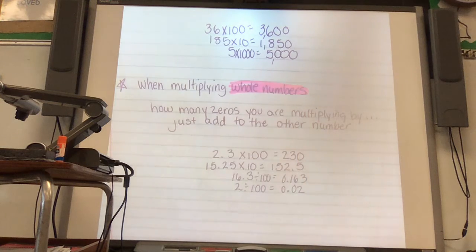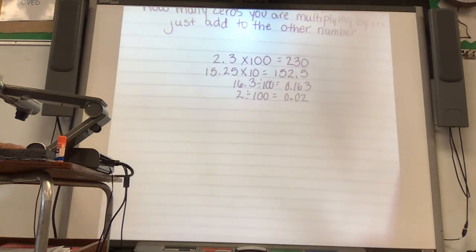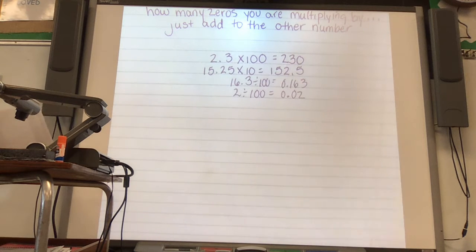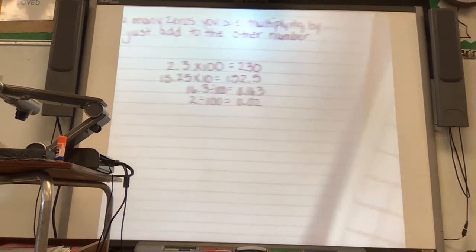Remember, that only works with whole numbers. It does not work with decimals. Does not. All right. So then we just did some other problems on our laminating sheet. The first one was 2 3/10 times 100.